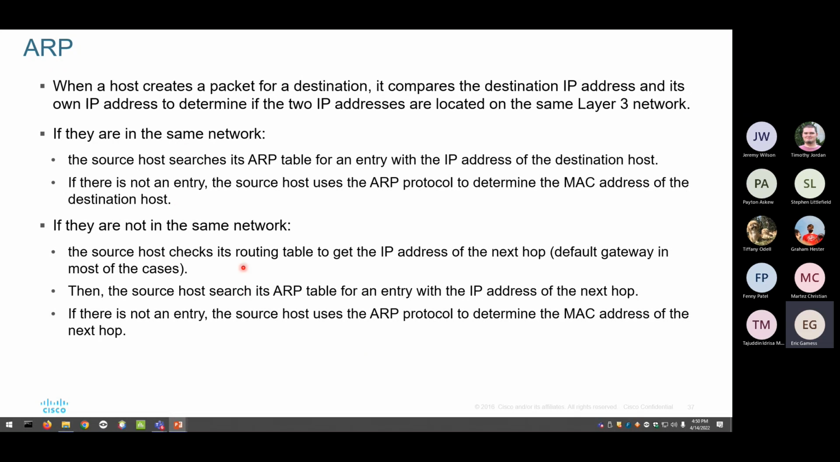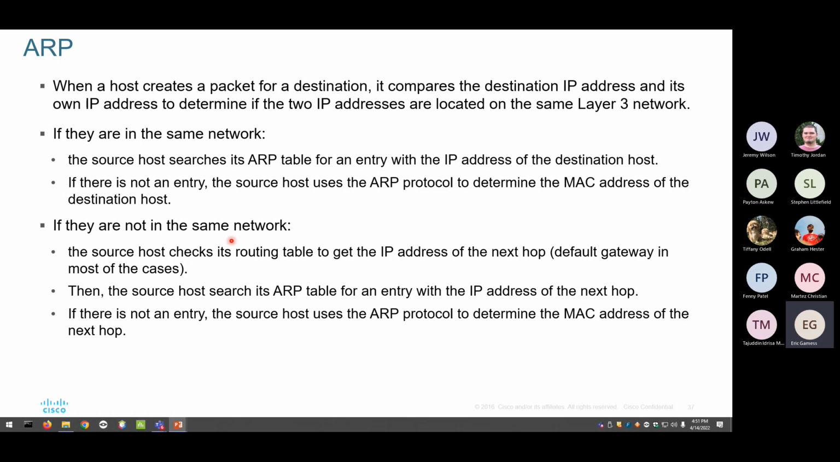So here they specify the process that a host will follow. When a host creates a packet for a destination, first it looks if the destination is in the same local area network where it is. If it is in the same local area network, I need the MAC address of the destination. So I check my ARP cache to see if I have an entry for this MAC address. If there is no entry, I will use the ARP protocol to determine the MAC address of the destination. So we will have an exchange, an ARP request and an ARP reply.